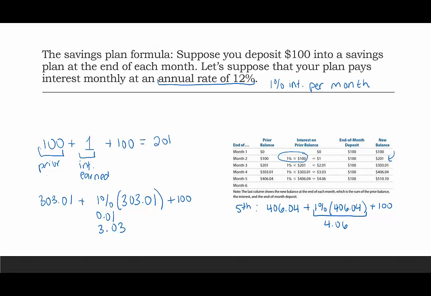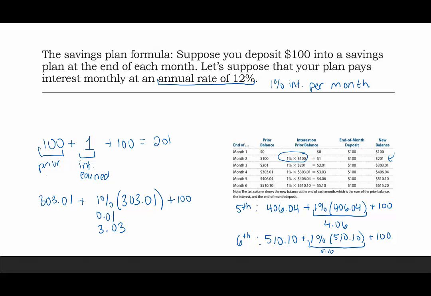$510.10. And lastly, the sixth month, the prior balance is $510.10 plus 1% interest on that, plus our new deposit of 100. So this is 1%. That's 0.01. That's moving the decimal 2 places to the left. We end up with 5.10. So $510.10 plus $5.10 plus 100 would give us a grand total at the end of the sixth month of $615.20. Now, this was a lot of work to get to that sixth month, wasn't it?